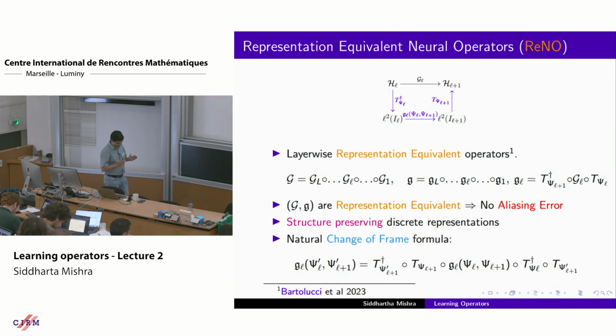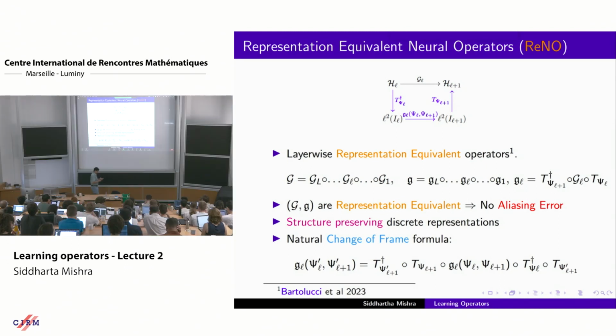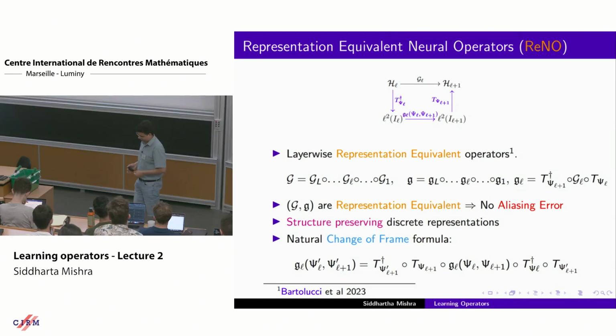Again, just to summarize, a neural operator which is representation equivalent for each layer has no aliasing error. So when you compose them together, there is no aliasing error for the entire combination. This is the definition of a representation equivalent neural operator. I think Olga made the point before the break that at the end of the day, you have to deal with some sort of finite dimensional or discrete representation. And this is the discrete representation that we are positing as a structure preserving form of it. So yes, please go ahead.